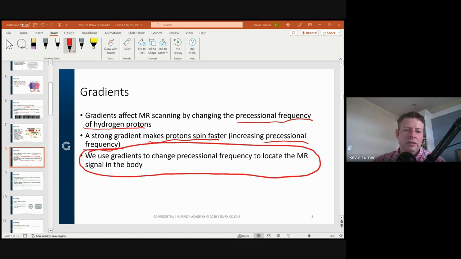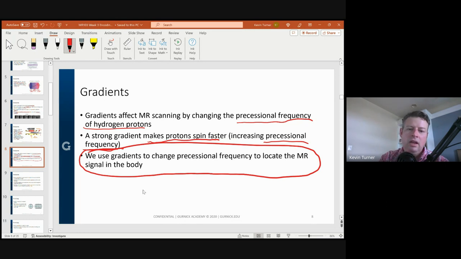That's how we make resolution. It draws an outline and it knows where those lines go, and those lines accurately represent the patient's anatomy and pathology, because when we read the echo, there are different amounts of precessional frequency inside of the echo.